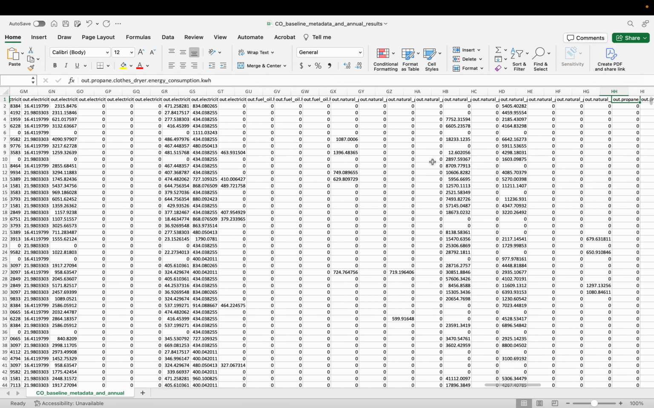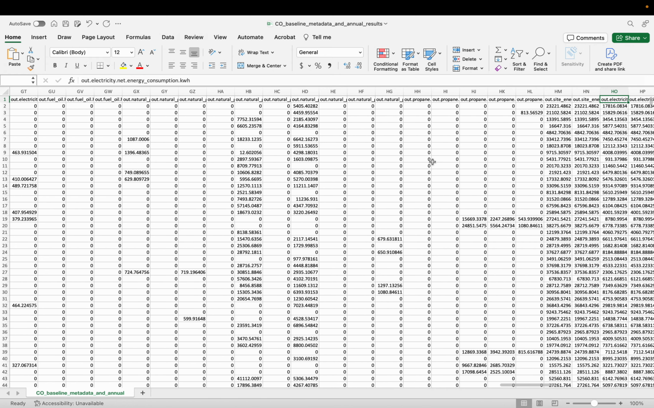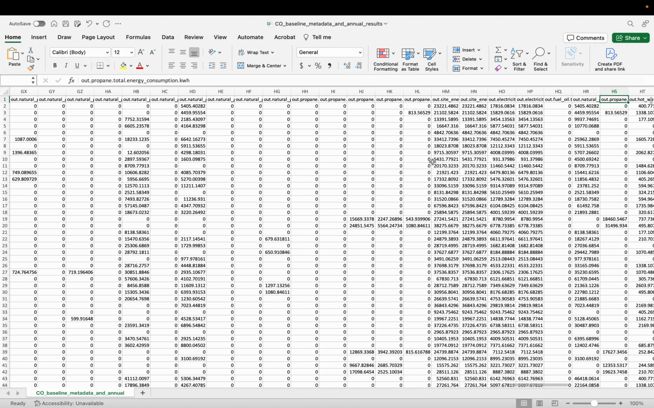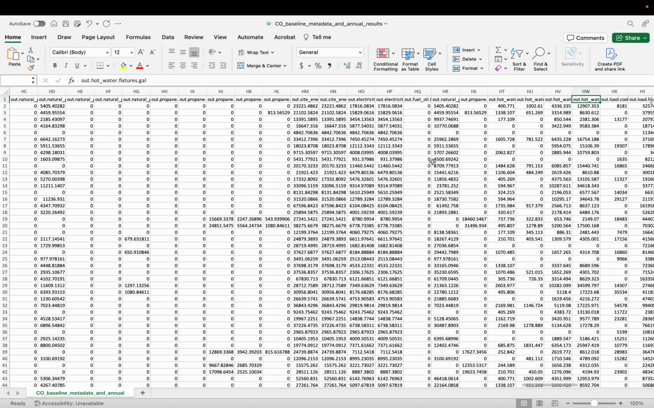In general, this is how you would look at these and understand the data set that we've put here. So effectively just following the format of output, fuel, what is the end use itself, and what it is being reported in. So for example, here we have kilo BTUs or gallons, depending on what we're looking at. This is more related to water.